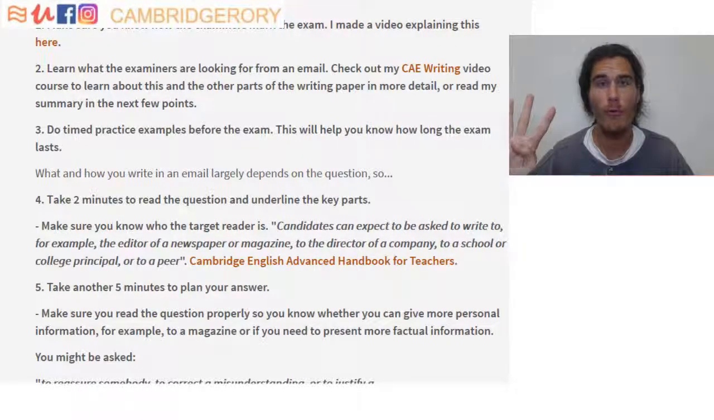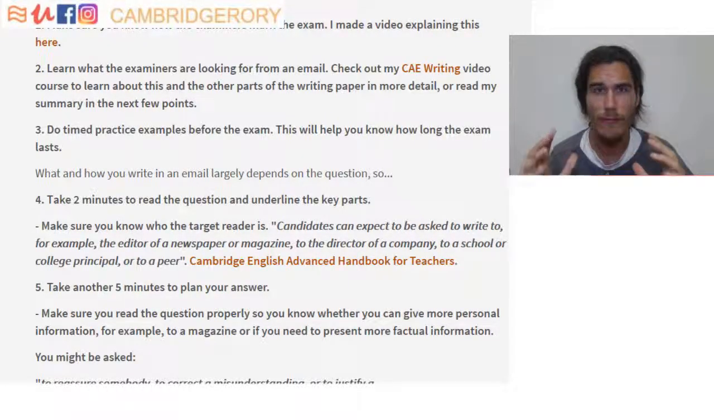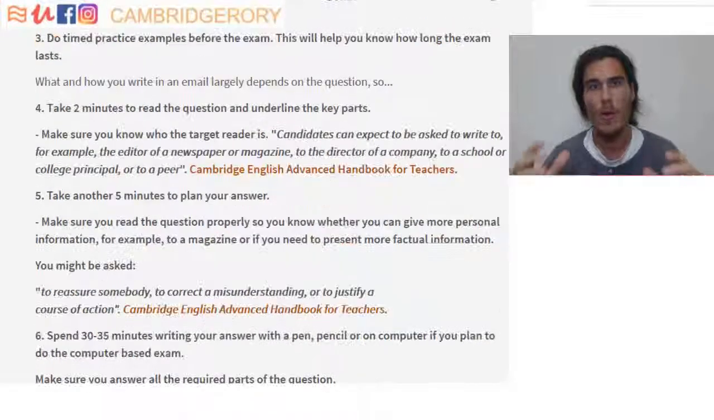So step number 4 is to read the question fully and underline the main points. While you are reading the question, you want to make sure you know who the target reader is. That's really important. Who is the target reader? Who are you writing your email for?